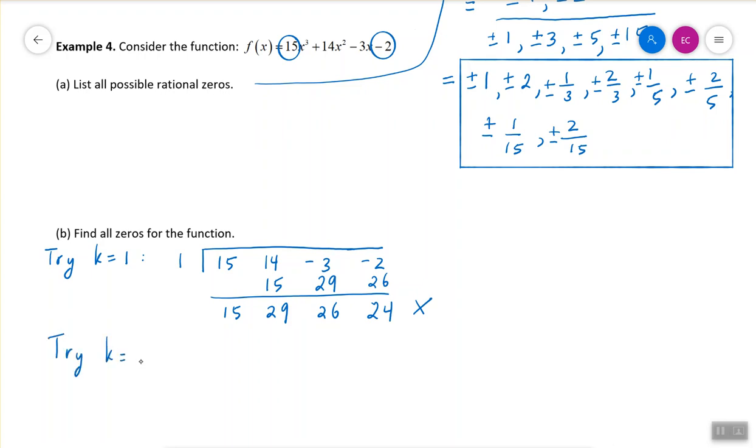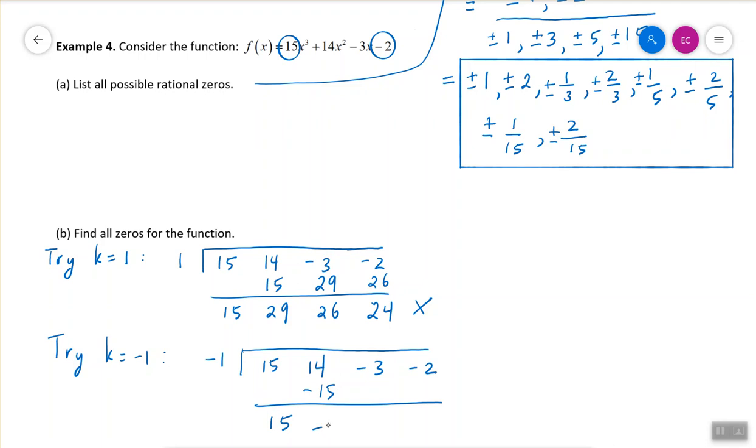Try k equals -1. Put a -1 out in front. 15, 14, -3, and -2. And then we'll have 15, -1, -2. This is looking promising. This is 2, and this is 0. So that worked. So we know that -1 is a zero. Now, do we need to keep checking the rest of the possible rational zeros?